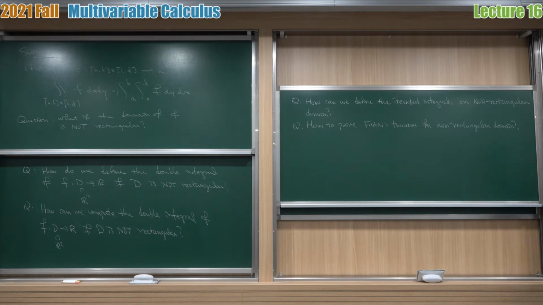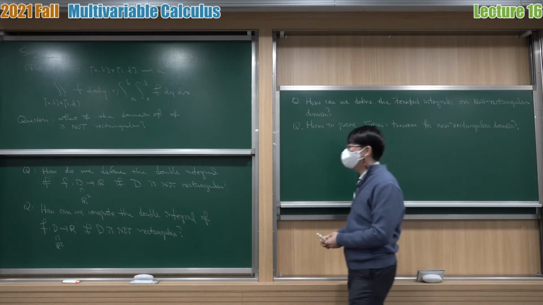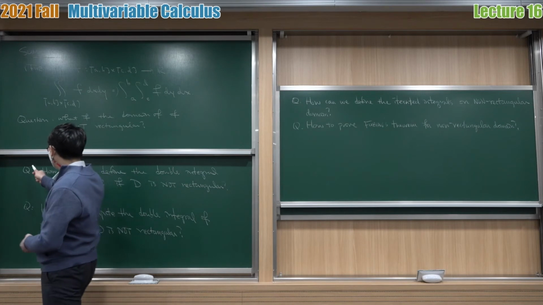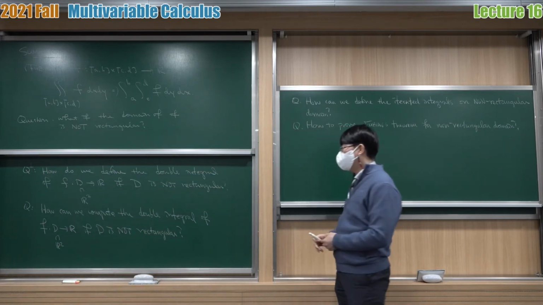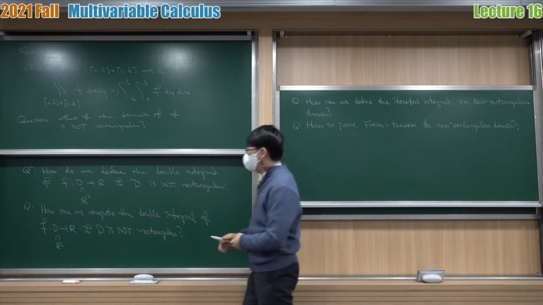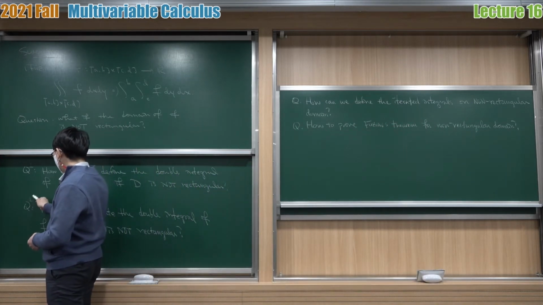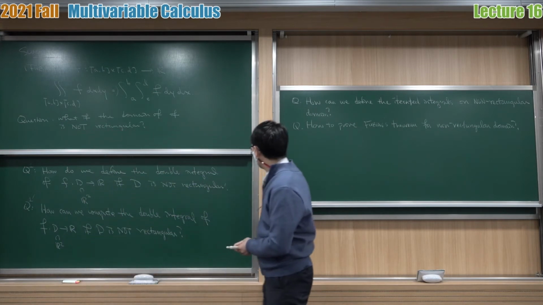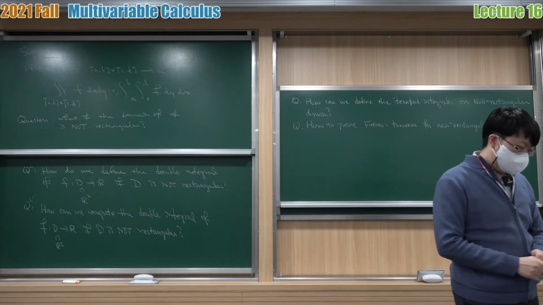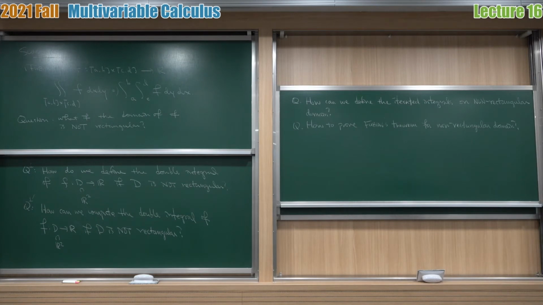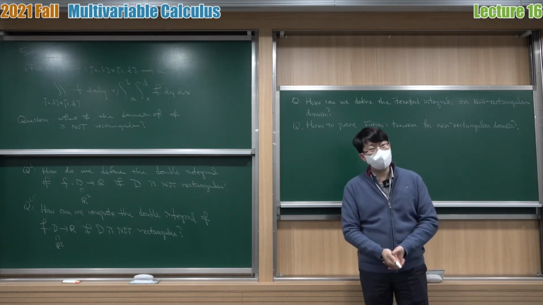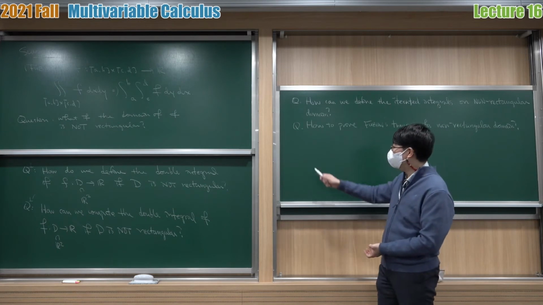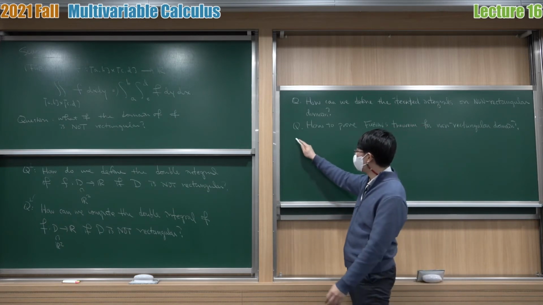No? That's fine. Okay, so let's start with the first question. How can we define a double integral on the non-rectangular domain? And also let's combine that with this one. So that is Q1 and Q1 prime. How can you compute that? I can spend some time discussing the way you can do that, but let me give an idea of how mathematicians usually do when they define some general concepts.